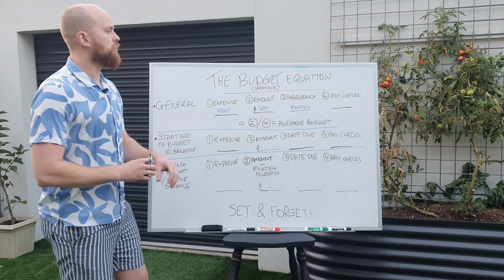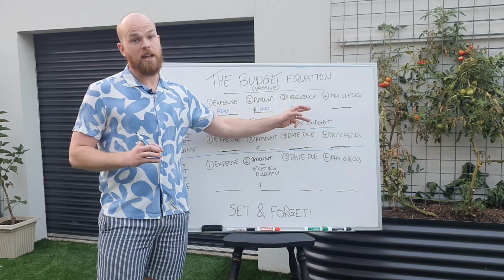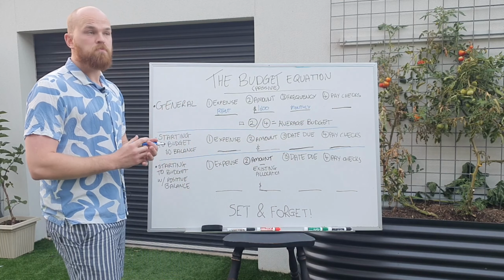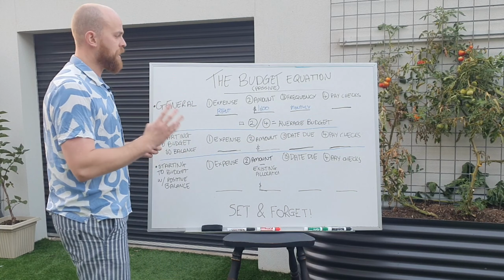Okay, and so the next one is paychecks. So how many times during this billing period are you going to get paid? So for a month, generally, I'm not going to get into the specifics, but generally you're going to get paid 4 times in a month, okay?